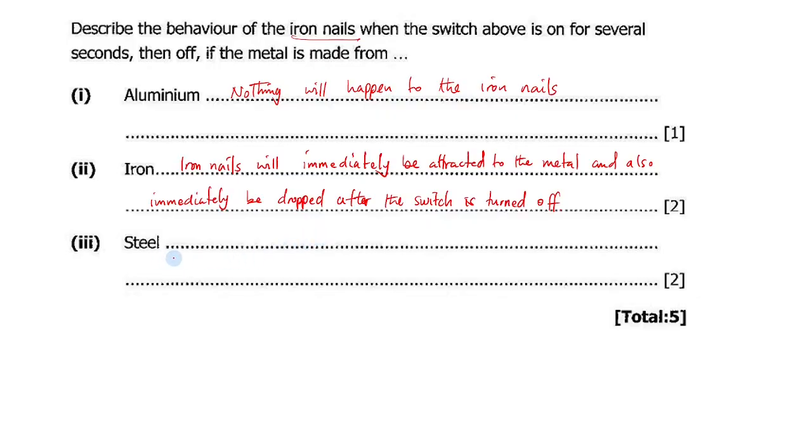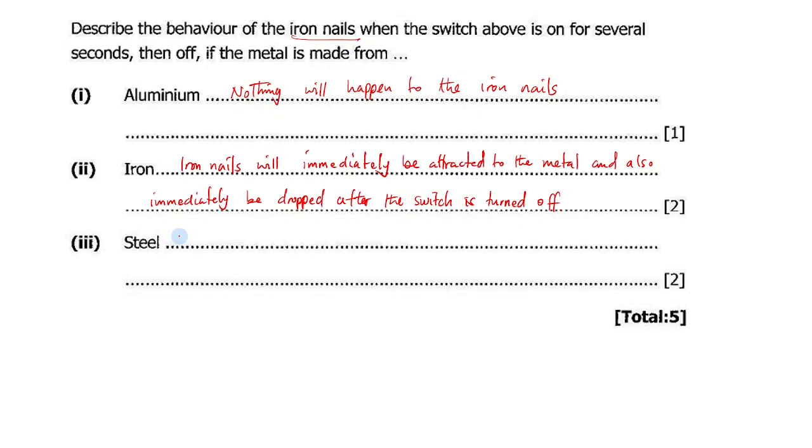If it is made of steel, steel is a hard magnetic material. So there will be a lagging. So the iron nails will be attracted but not immediately, and will fall off but not immediately.